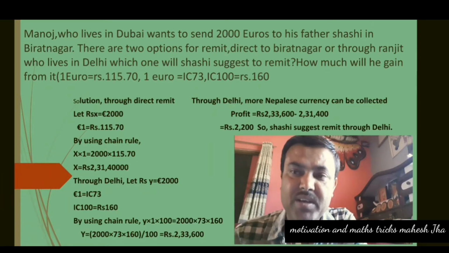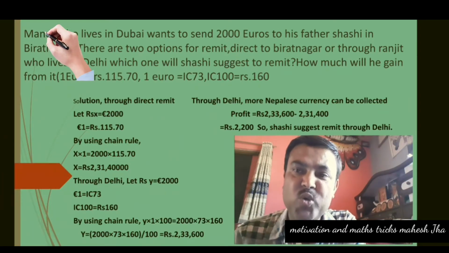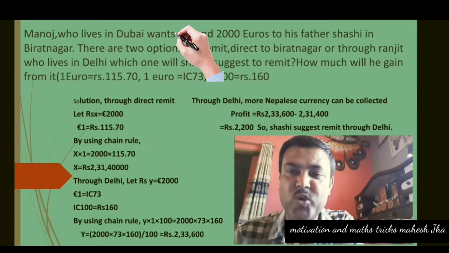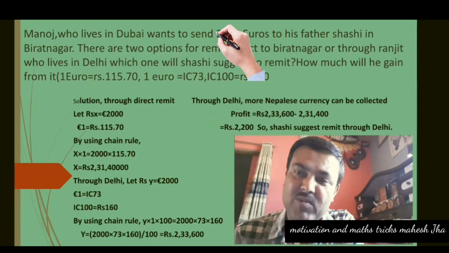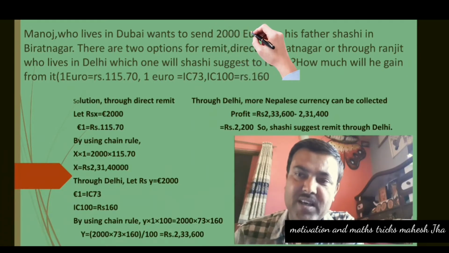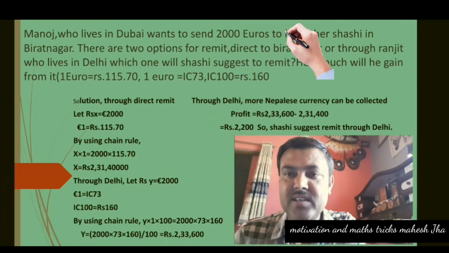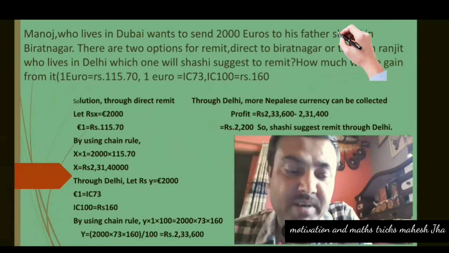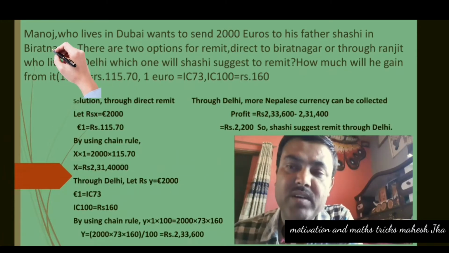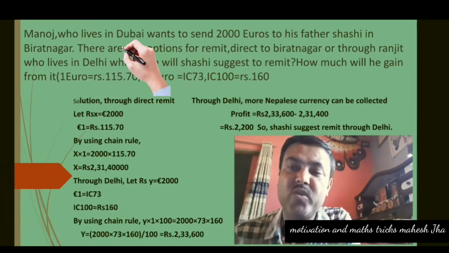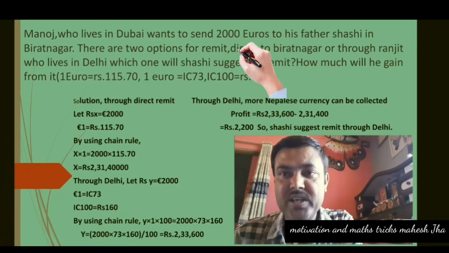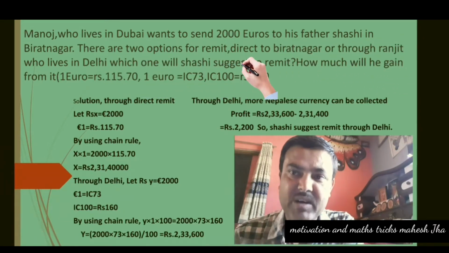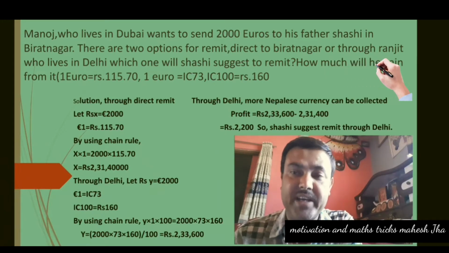Here is one example. Manoj, who lives in Dubai, wants to convert 2000 euro by two options. One is direct from Dubai to Biratnagar, and another is through Delhi. The rates given are: 1 euro equals 115 rupees 70 paisa, and 1 euro equals 73 IC. We know that 100 IC equals 160 NC. Now first of all we calculate directly.